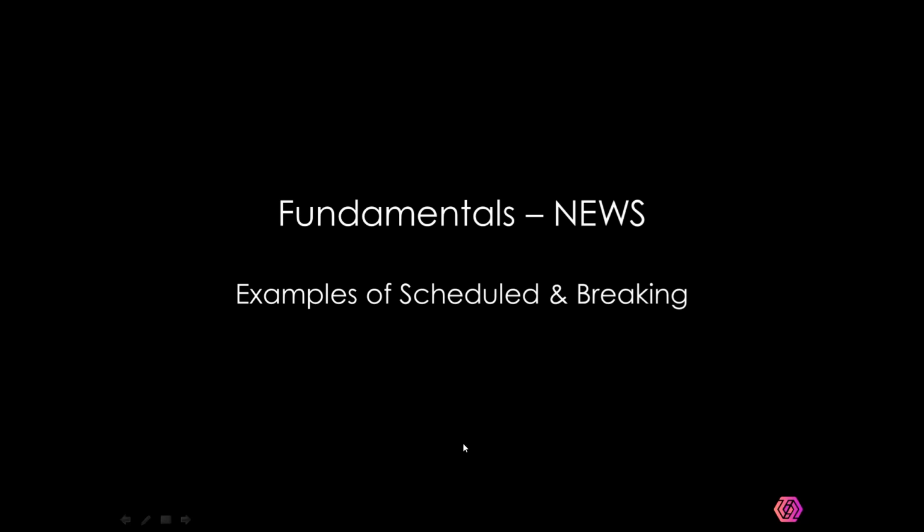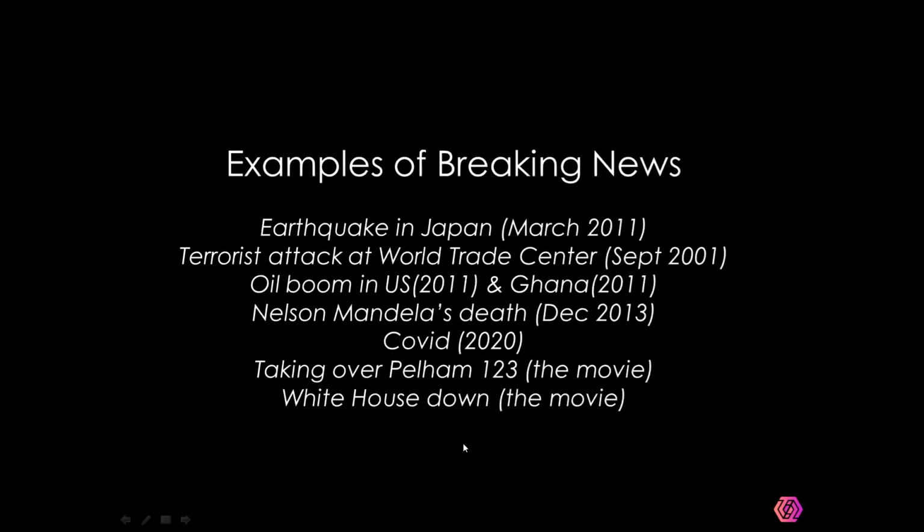So let's look at a few examples of this scheduled and breaking. And we're going to start with breaking, right? Because these are things that have happened in the past. Scheduled is things that are going to happen, but we're going to still look at it and it will help us to understand better. So quickly, the first one we have in front of us, earthquake in Japan. Who remembers the earthquake in Japan? That was in 2011. It happened at night, if I remember correctly.